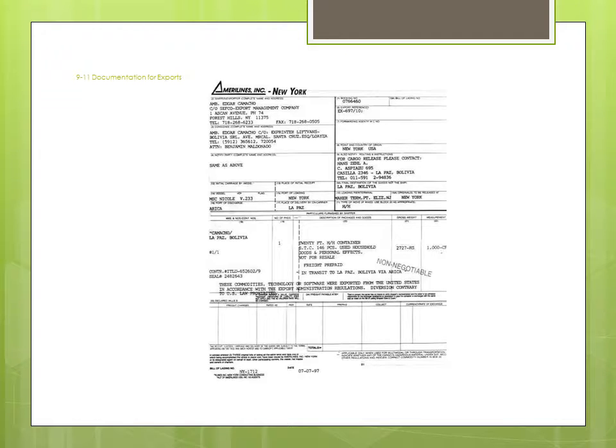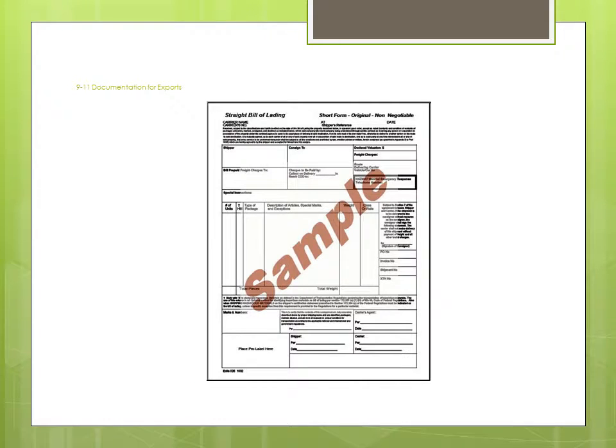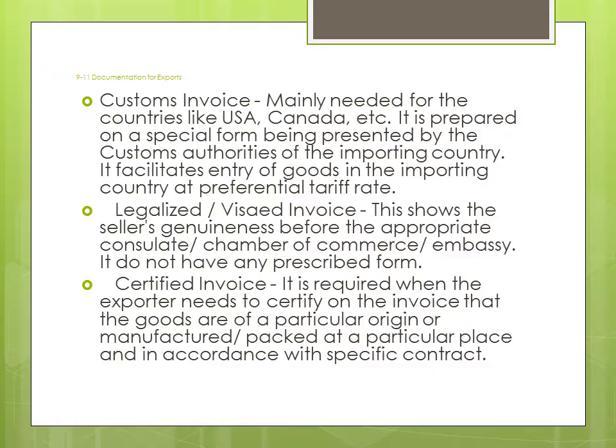Here we see the bill of lading. This is a copy of the certificate of origin. This is a sample of a bill of lading. Customs invoice is mainly needed for countries like the USA, Canada, etc. This invoice is prepared on a special form presented by the customs authority of the importing country. It facilitates entry of the goods in the importing country at a preferential tariff rate.